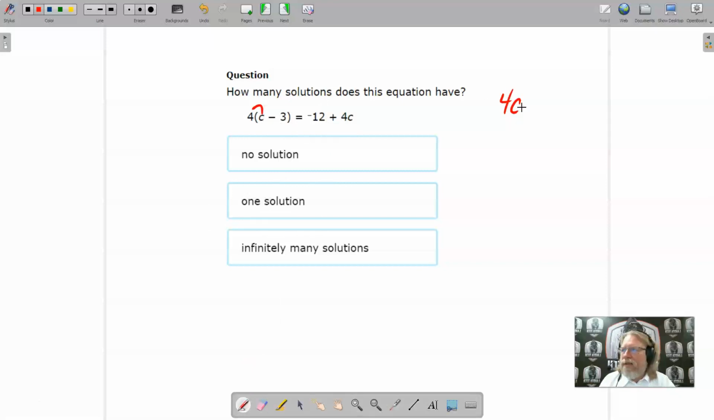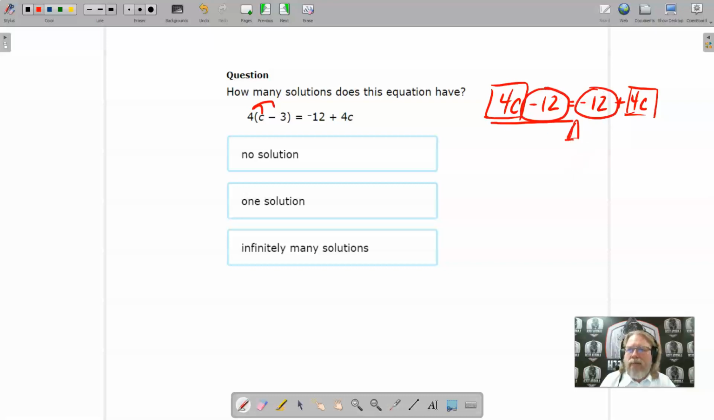4 times C is 4C. 4 times negative 3 is a negative 12. I'm going to set that equal to negative 12 plus 4C. Well, indeed, it is the same thing, right? On one side of the scale, we got a positive 4C, and over here we have a positive 4C, and then here we'll circle the negative numbers, and I have negative 12. So if you were to picture this as a scale, we have the same thing on both sides. It's always going to remain balanced no matter what number you put in. So since we have something equals itself, it's an infinite number of solutions.